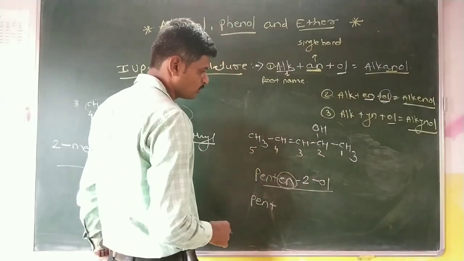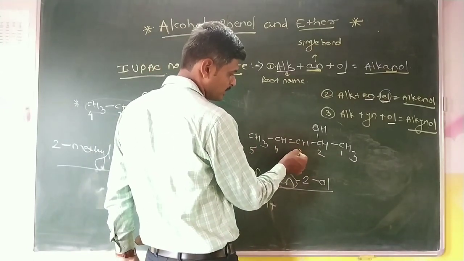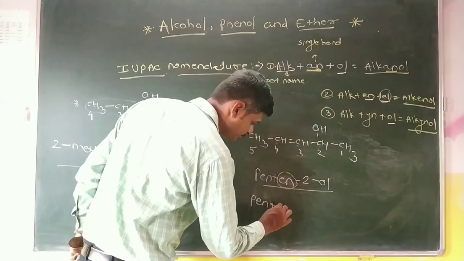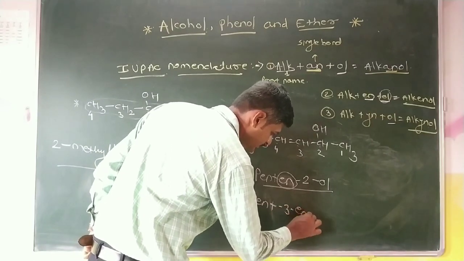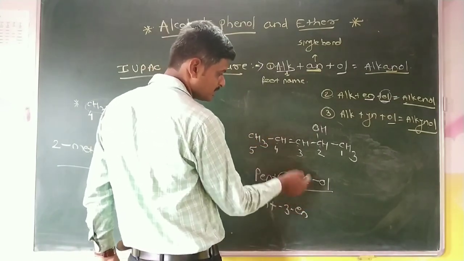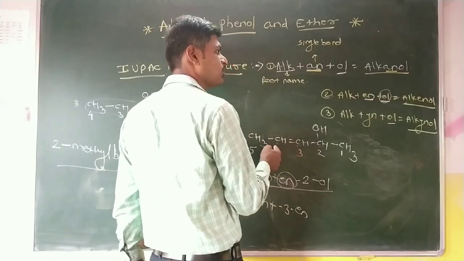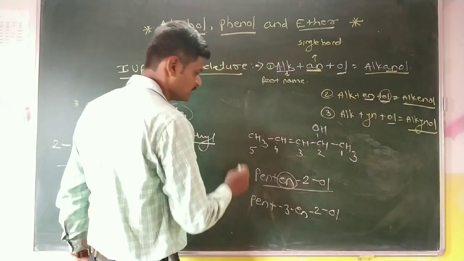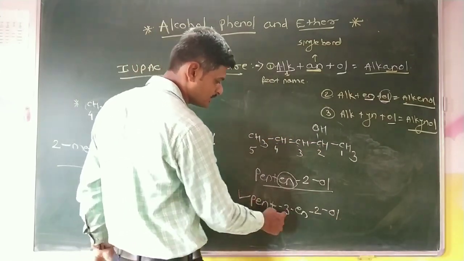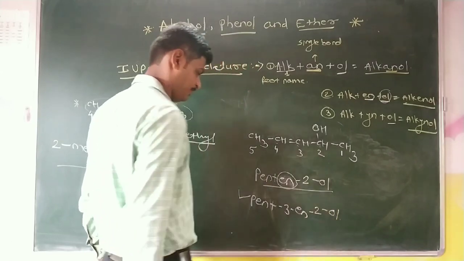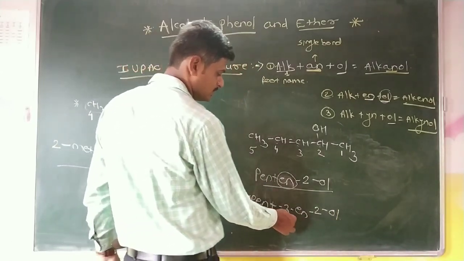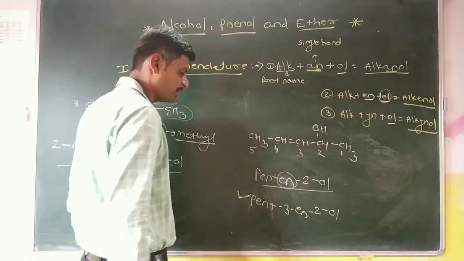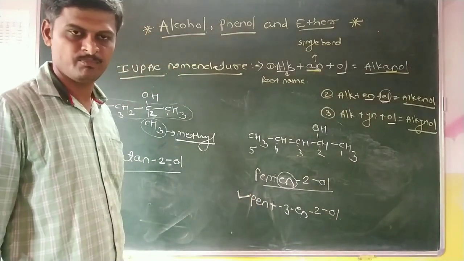Pent is the root name containing five carbon atoms. After that, the double bond is present at the third and fourth carbon atoms. Therefore, the lowest number we write is 3-en. 3-en means the double bonded carbon atoms are the third and fourth. After that, we write 2-ol. That means this compound is named pent-3-en-2-ol. Okay, guys, pent-3-en-2-ol is the correct IUPAC nomenclature.